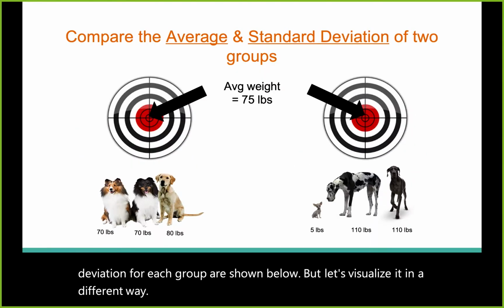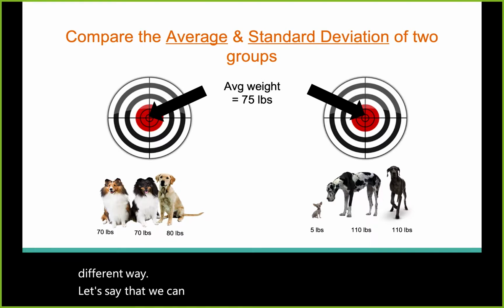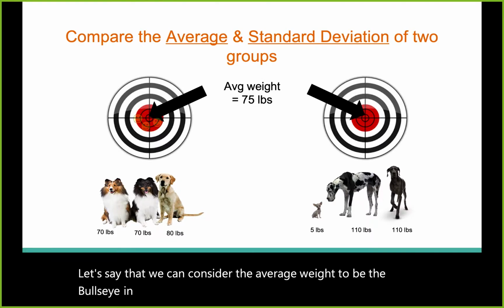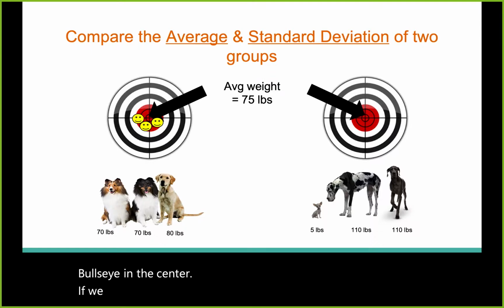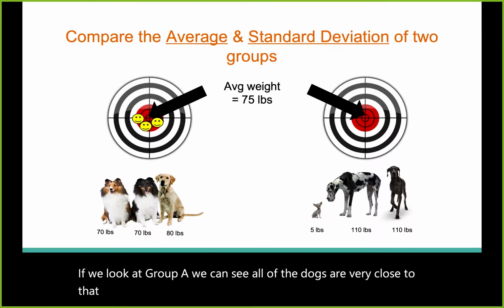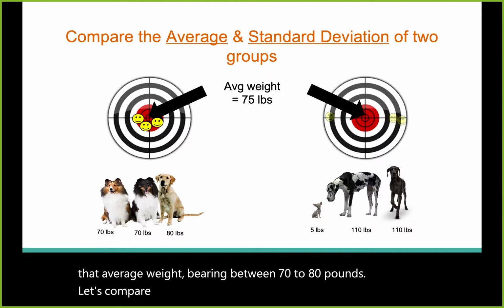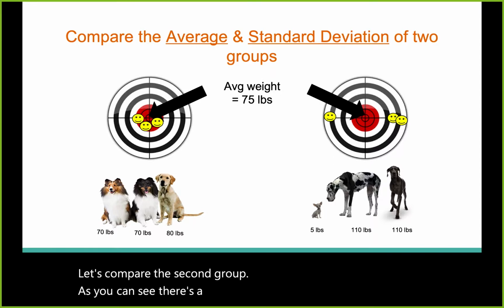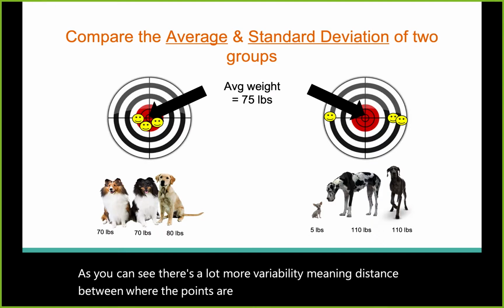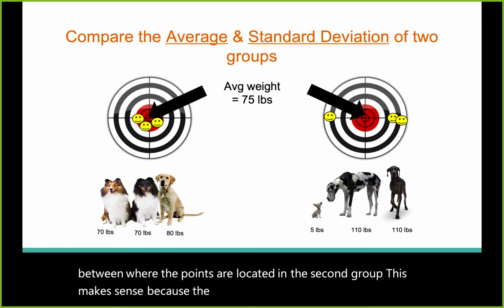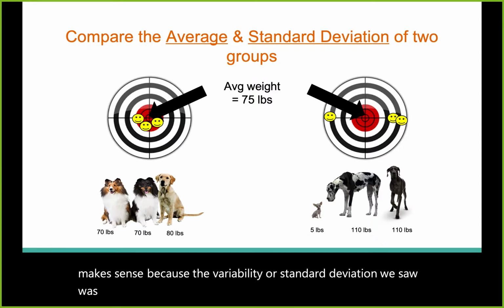Let's say that we can consider the average weight to be the bullseye in the center. If we look at group A, we can see all of the dogs are very close to that average weight, varying between 70 to 80 pounds. Let's compare the second group. As you can see, there's a lot more variability, meaning distance between where the points are located in the second group. This makes sense because the variability or standard deviation we saw was much higher in the second group.